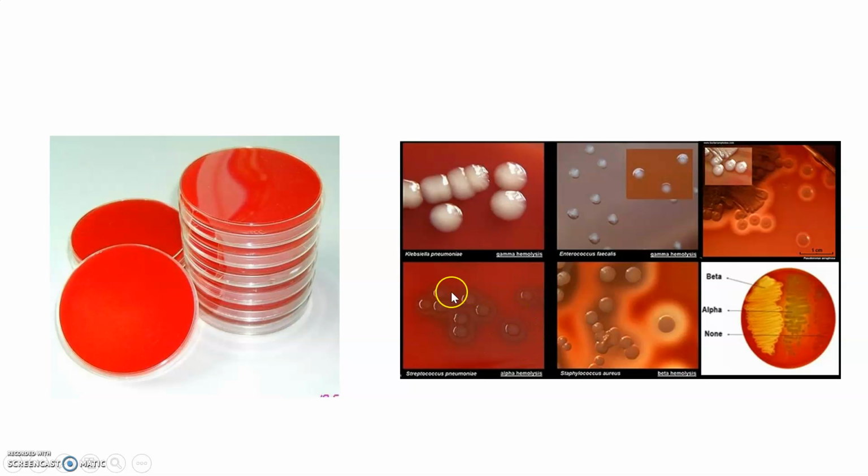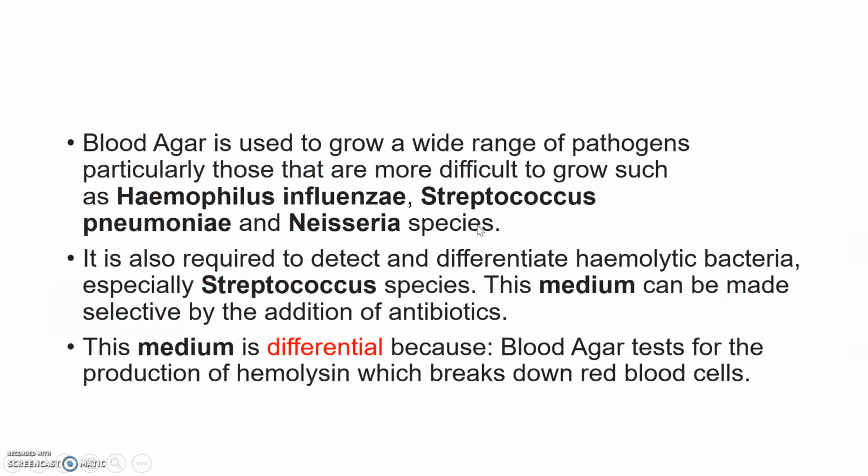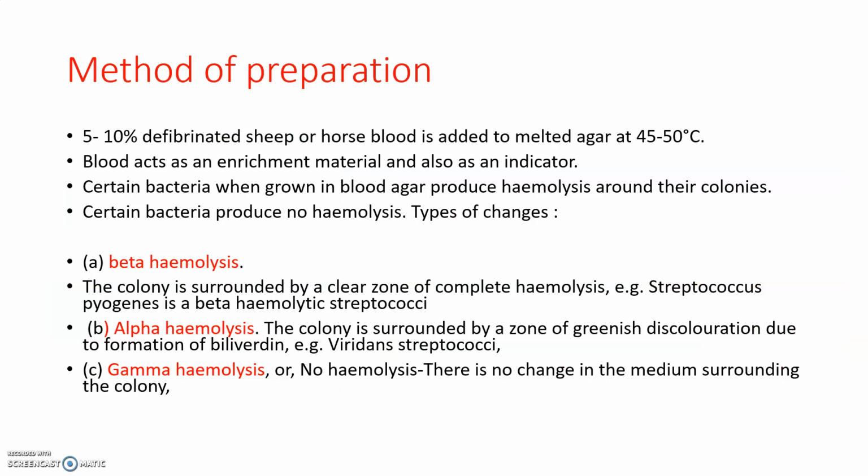So it can be either alpha lysis. This is beta lysis, complete destruction. Here no lysis. That may be gamma lysis, okay. So we can explain the different types of changes which may occur in the blood agar.